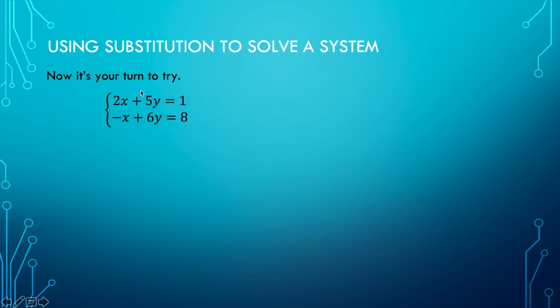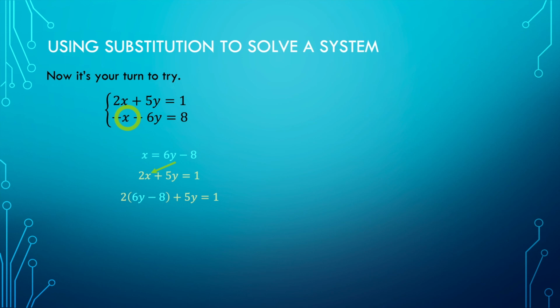Like we could before, we could solve for this x in the top or this y in the top or this x in the bottom or this y in the bottom. But we are going to be smart and solve for this x in the bottom. Now be careful that you solve for x and not negative x. So if you solve for x, you should end up with x is equal to 6y minus 8. And when we sub that into the top equation, we get 2 times 6y minus 8 plus 5y is equal to 1.